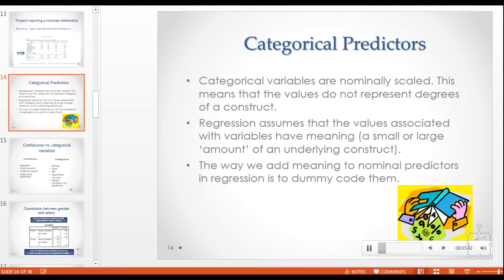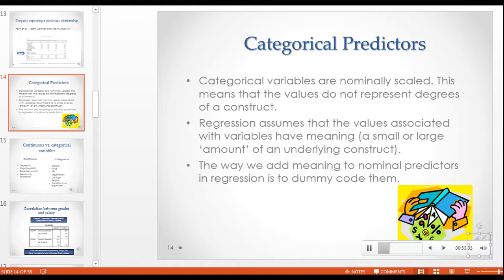Continuous ones are fabulous. I love continuous variables. I think most everybody likes them better for regression than categoricals. But categorical variables are often used in our research. They're very important, and so we need to know how to deal with them.